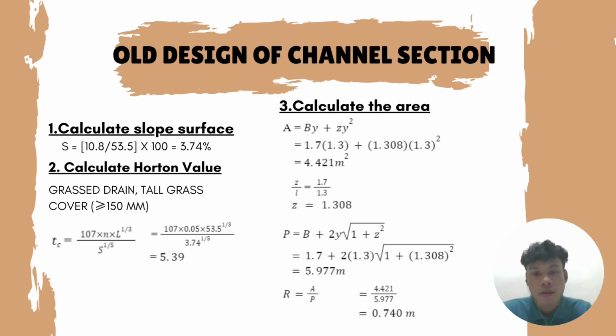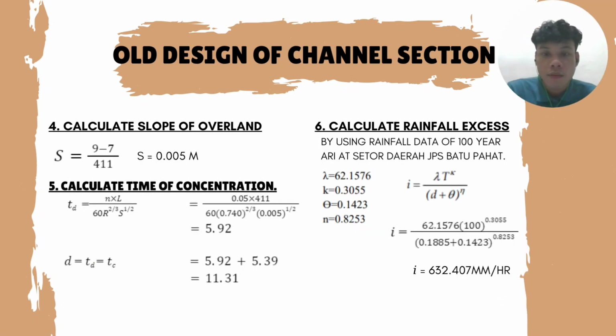We got 5.39, and for the area we got 4.421 meter square, and for the Z we got 1.308. For the P we got 5.977 meters, and for the R we got 0.74 meters. And now step 4, we must calculate the slope of overland. We got S equal to 0.005 meters.